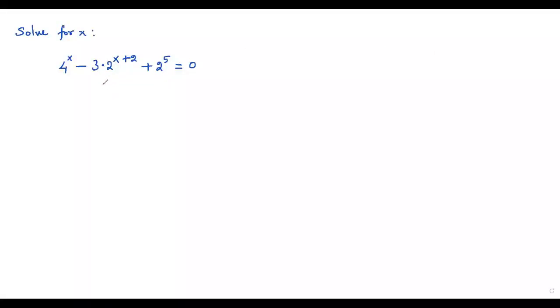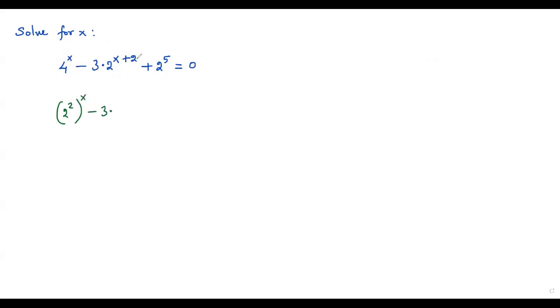Here we have a problem in algebra 2, that is we have to solve for x in this equation. Okay, now let me start working on this. In my first step, I'm going to write this number 4 as 2 squared, and since we have an exponent x for this 4, the same exponent is taken for this 2 squared.